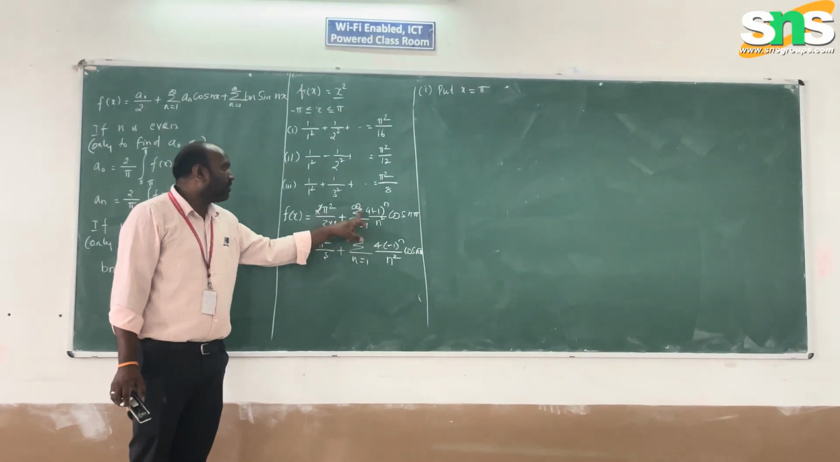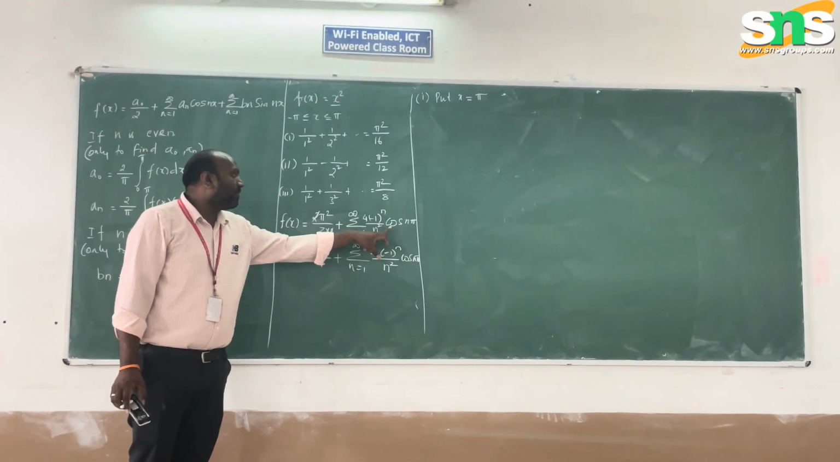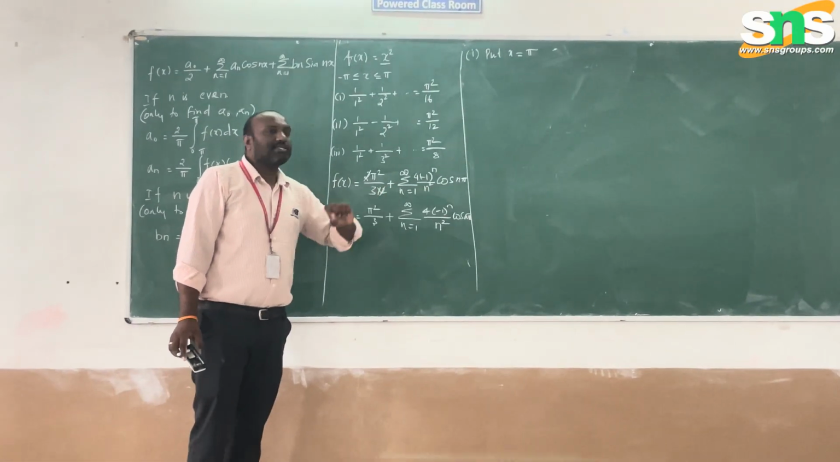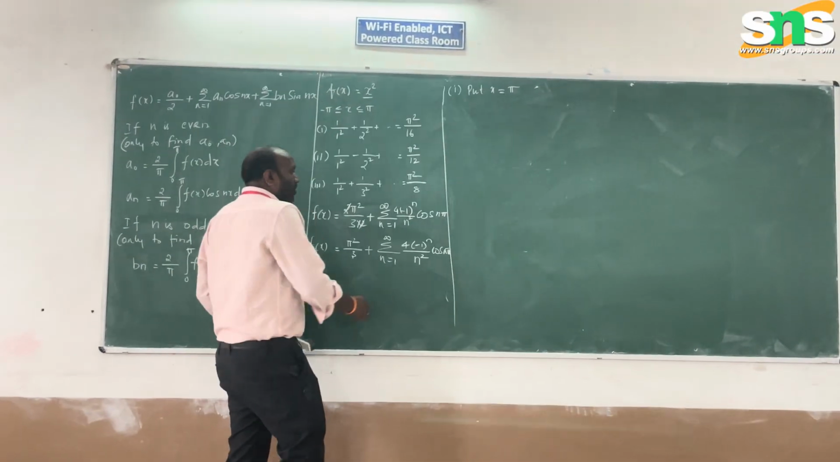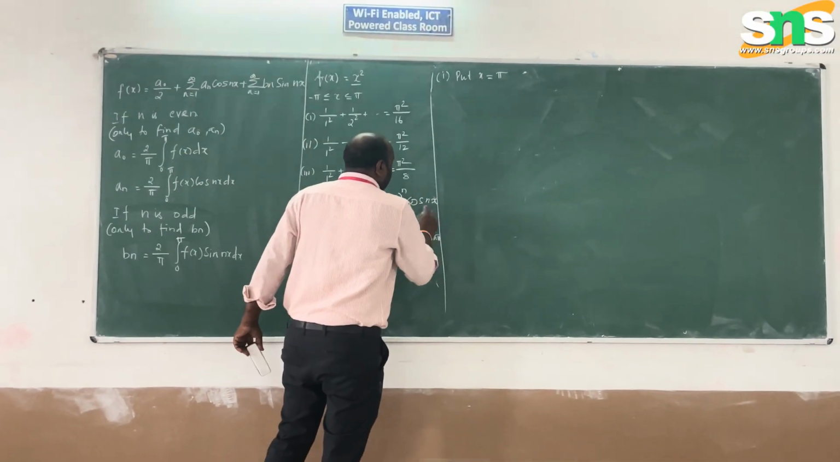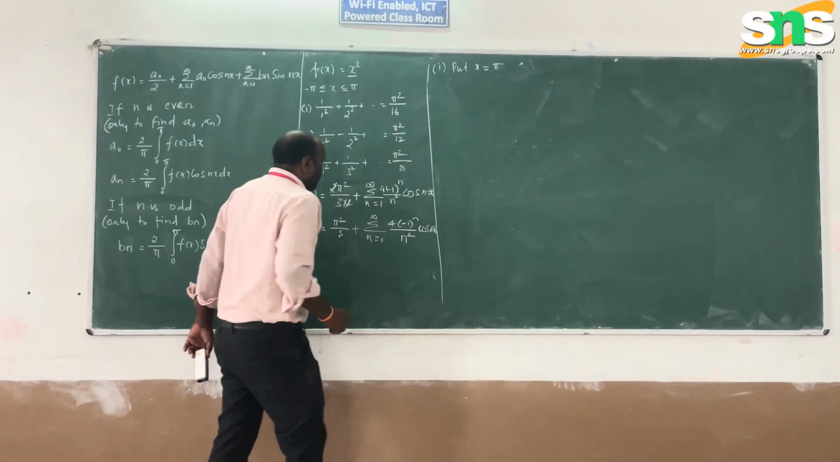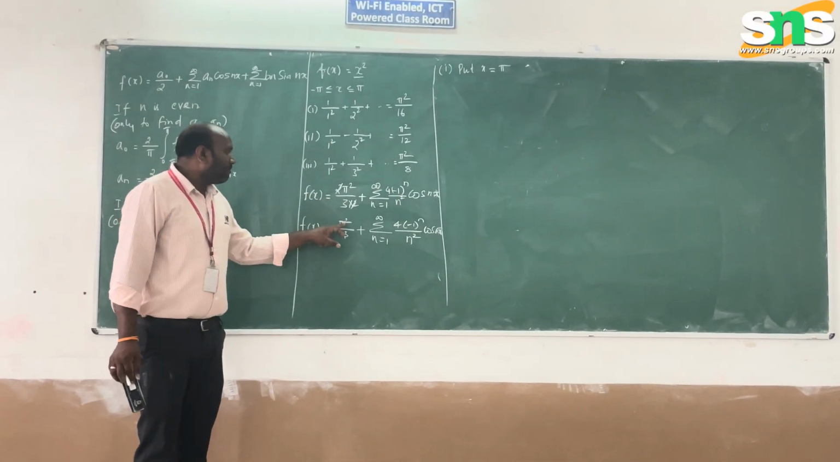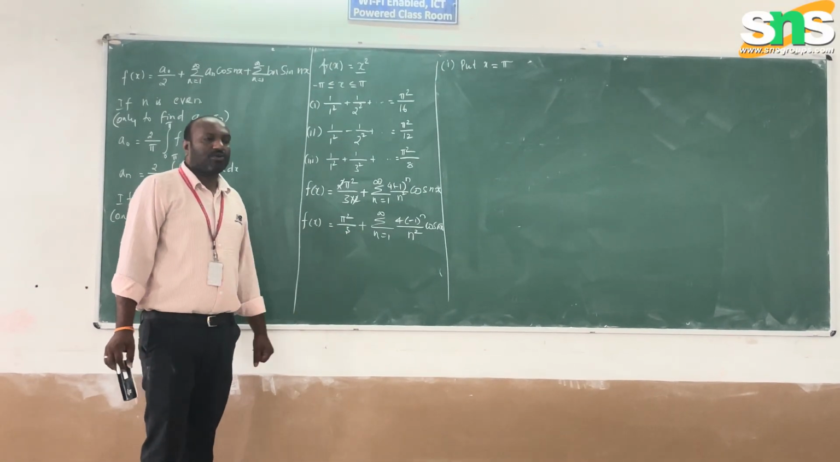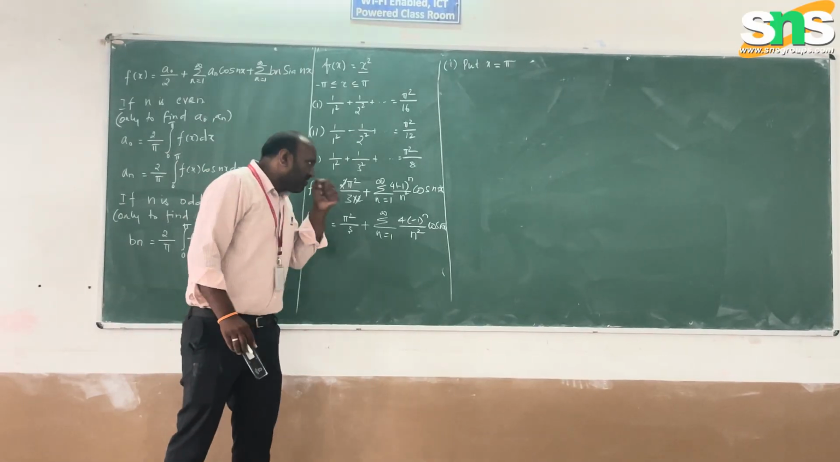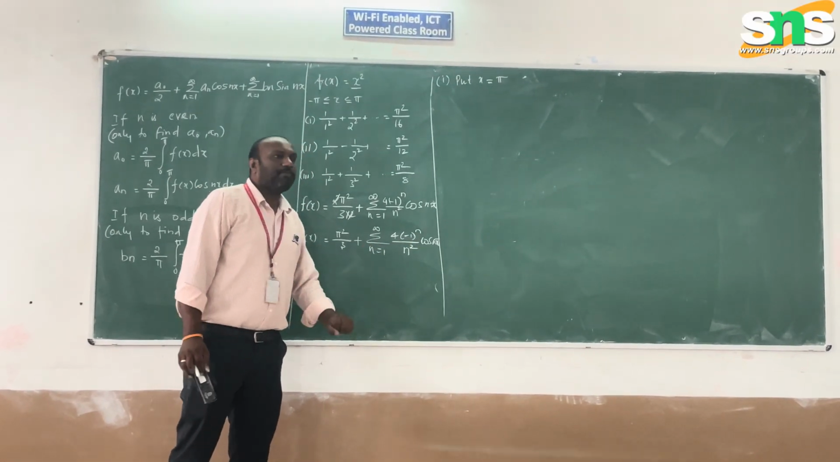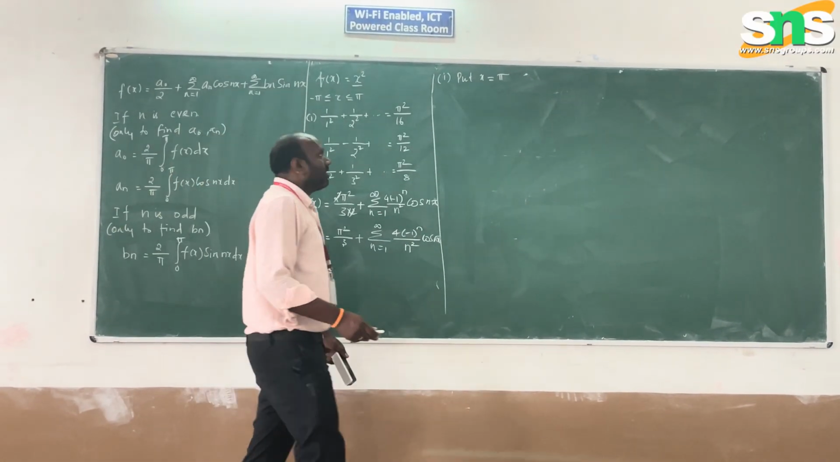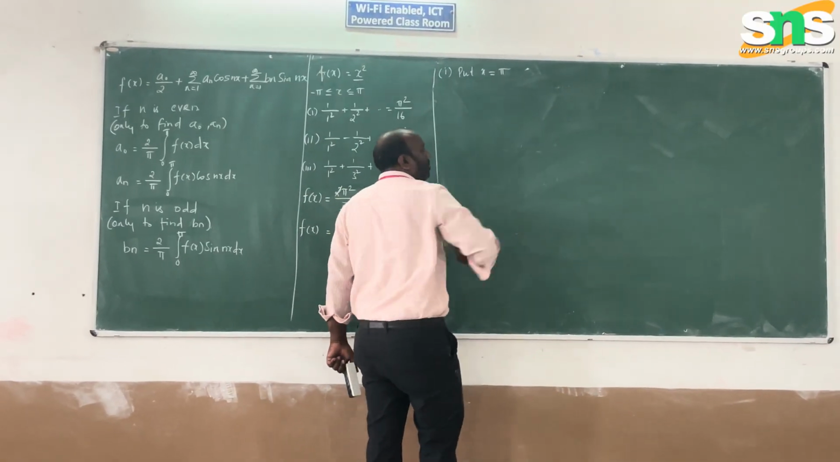Summation n equal to 1 to infinity, 4 into (-1) power n by n square into cos nx. So we have to find pi squared by 3 plus summation n equal to 1 to infinity, 4 into (-1) power n divided by n square into cos n pi. So let x equal to pi.